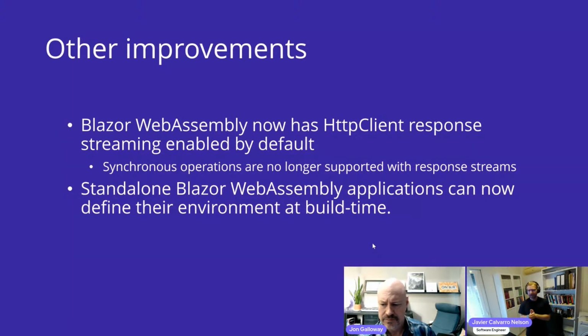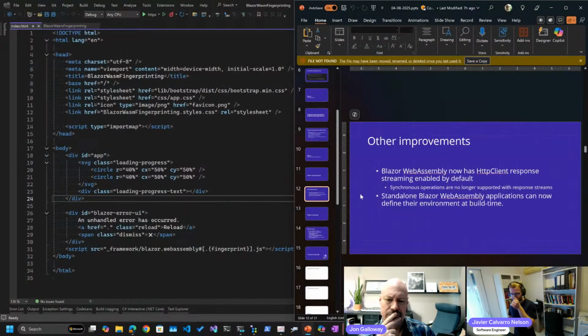The other thing that we've done is that there was a way of setting up the environment for a standalone Blazor WebAssembly application through a header, and now we've moved that into something that you do at build time. So you can set the environment directly when you are publishing. By default, during build the environment is development, and during publish the environment is production.